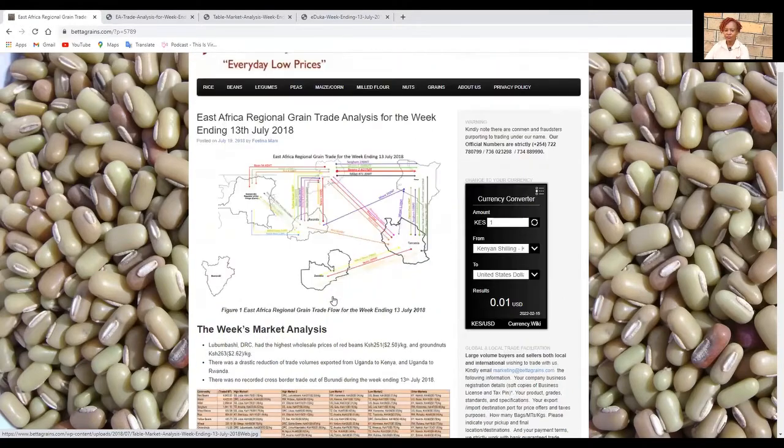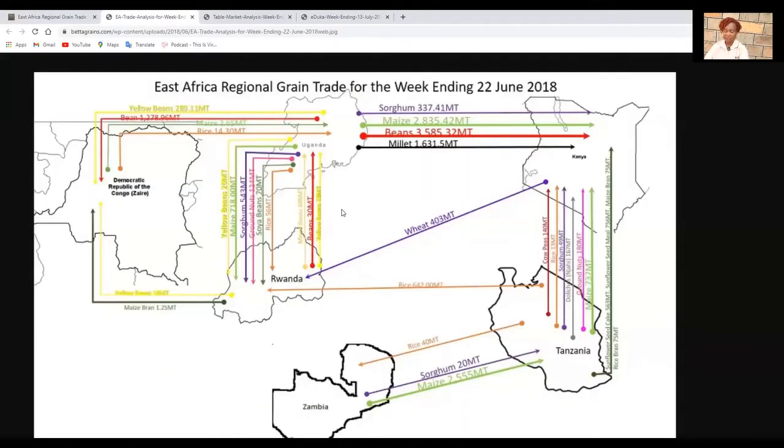Yeah, so I'll give you an example like this one. This is what basically the trade analysis looked like. What we did is we realized we used to report the movement of grains from the different locations, and we realized the numbers were getting a bit difficult for the farmers to read. So we decided to come up with a picture of it, and basically this is what it really looks like.